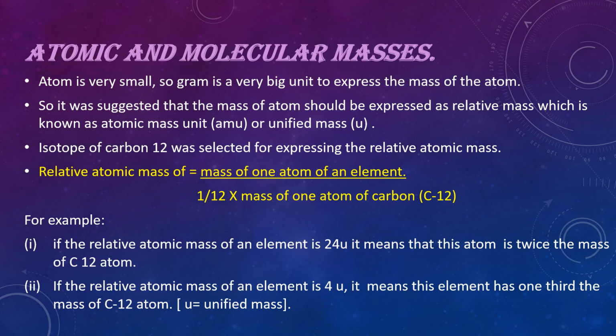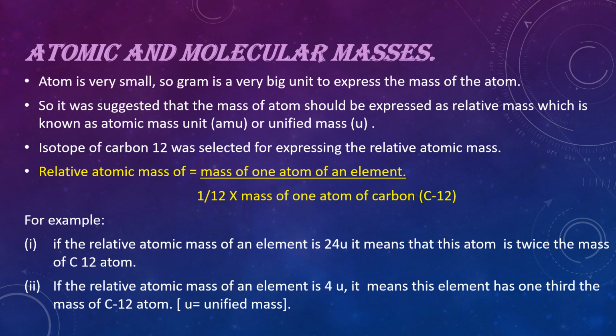Now, for relative mass, we take an atom as the reference atom. Here we take carbon-12, that is the carbon isotope having mass 12. So the relative atomic mass of an element is equal to the mass of one atom of that element divided by 1/12 of the mass of one atom of carbon, taking it as C-12.